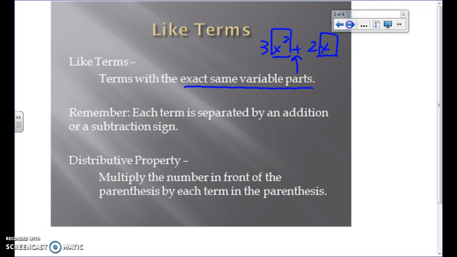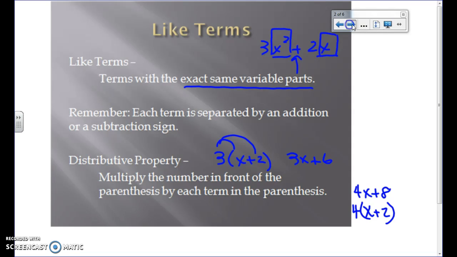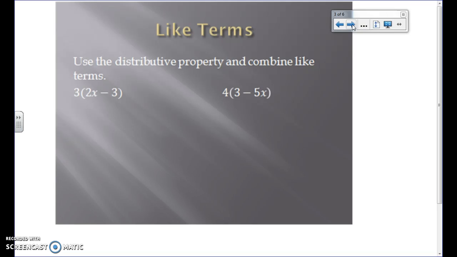The distributive property, again, here's your quick review. If I had 3 times x plus 2, I would multiply in 3x plus 6, or if I had 4x plus 8, and I know their greatest common factor between 4 and 8 is 4, then the 4 could go on the outside. And 4 times x would be 4x, and 4 times 2 would be 8. All right. So that's the distributive property, forwards and backwards. But today, like I said, we're going to add that one more step of difficulty, okay?